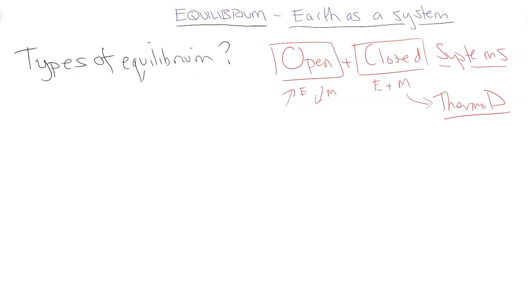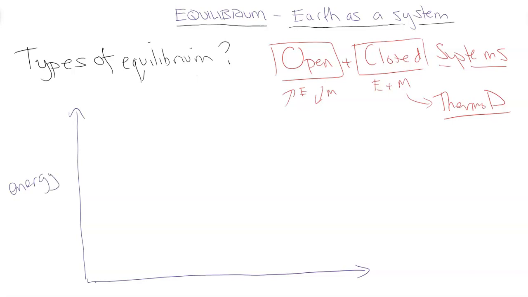Now, basic types we've already mentioned before. I'm going to draw a graph because it's better to show it with a graph. So here's my graph. I'm going to put energy on the y-axis. So we have low energy and we have high energy. And down here on our x-axis, we have time.